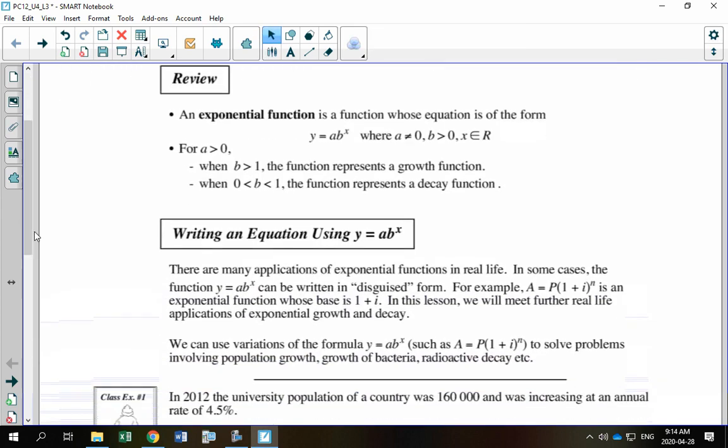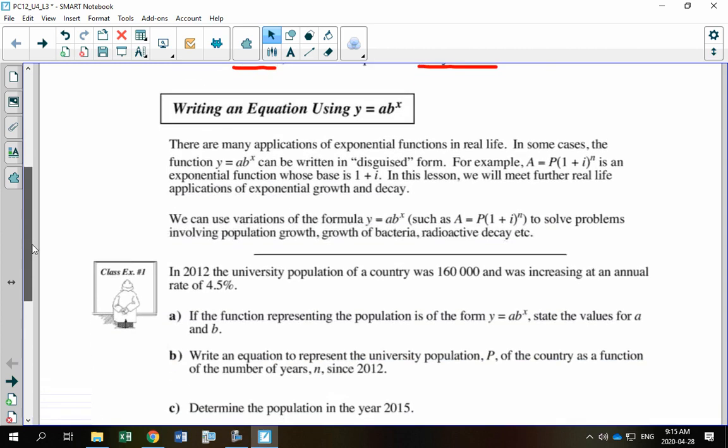Okay, so lesson 3. Just to review, an exponential function is an equation y equals a b to the power of x, where a can't be 0, b is a positive number, and x is an element of real numbers. Remember, when a is greater than 0, if b is greater than 1, then it represents growth, so an increasing exponential graph. And if our base is between 0 and 1, the function represents decay, so a decreasing exponential function. We're going to be using that equation and applying it to word problems.